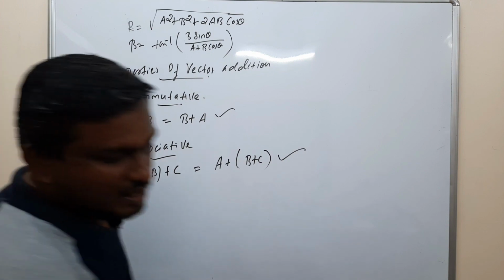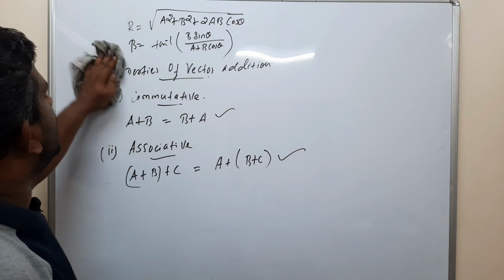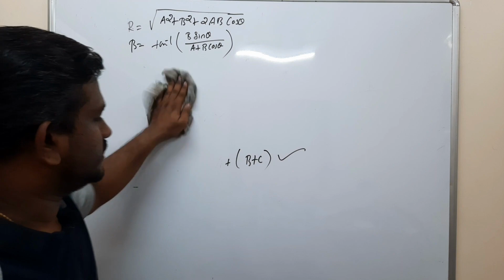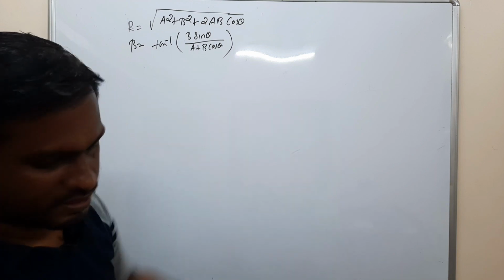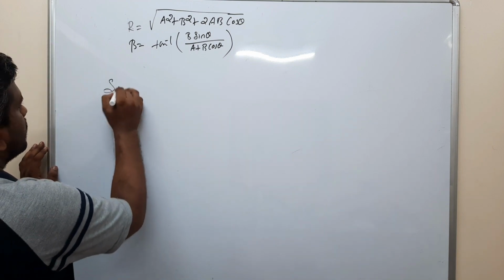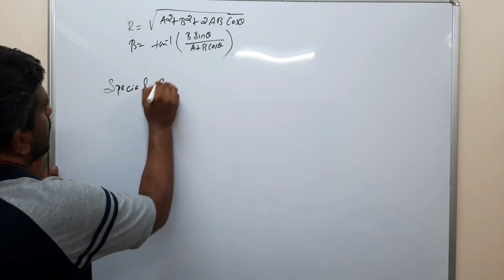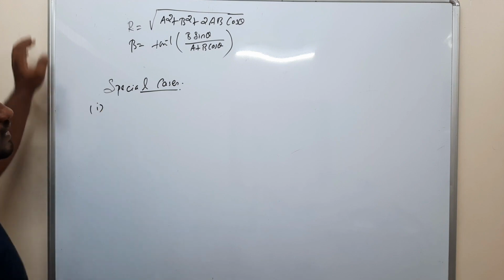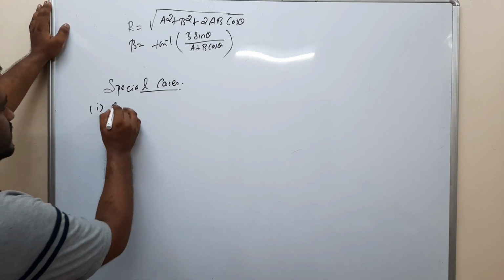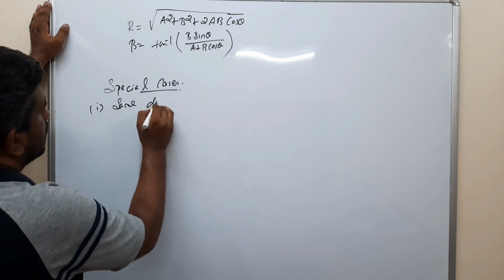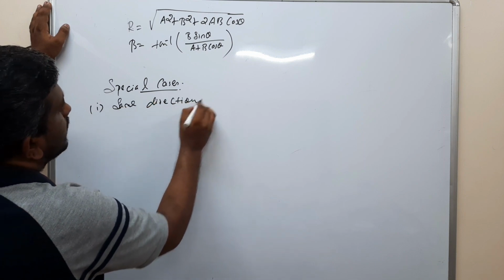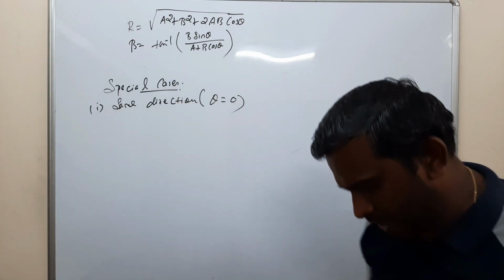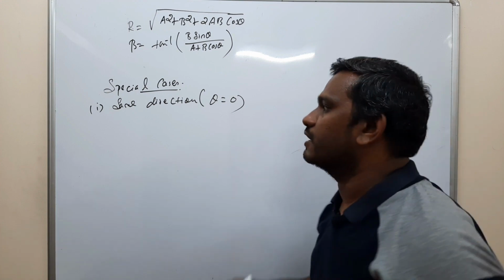Then we have to explain some more special cases of vector addition. First case, if two vectors are acting in the same direction, then theta is equal to 0. The angle of inclination between the two vectors is equal to 0.